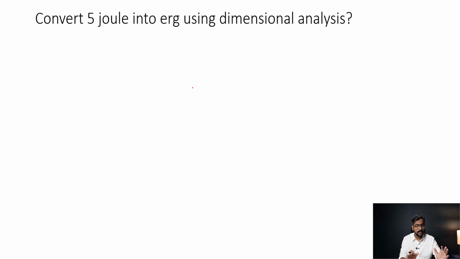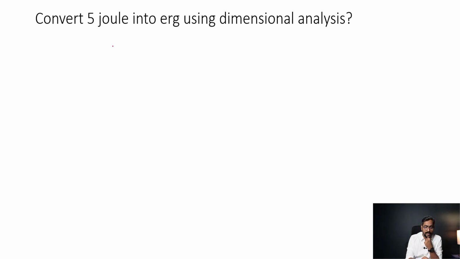Convert 5 joules into erg using dimension analysis. So joule is in the MKS system, whereas erg is in the CGS system. Both are units of what? Work or energy. But we need to convert 5 joules to erg. So we'll see how we can do this.